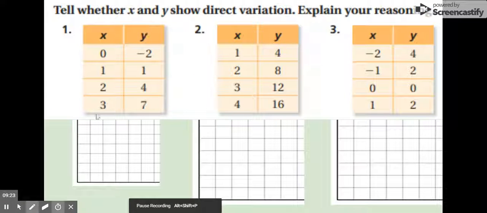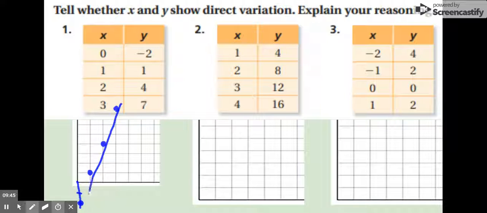Let's practice more by graphing the data. So 0, -2, I'm going to extend it. So -2 should be here, 0, -2, and 1, 1, 2, 4, 3, and 7 is up here. Okay, so when you connect the dots, do you think this line passes through the origin or no? Origin is here, so it's not direct variation.